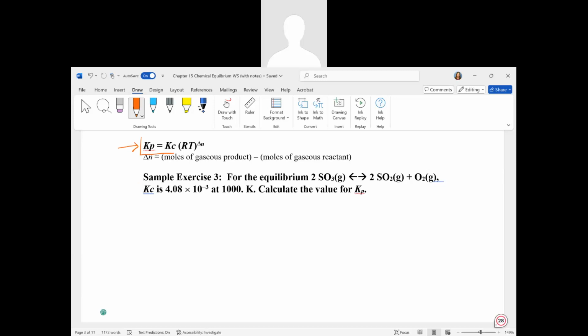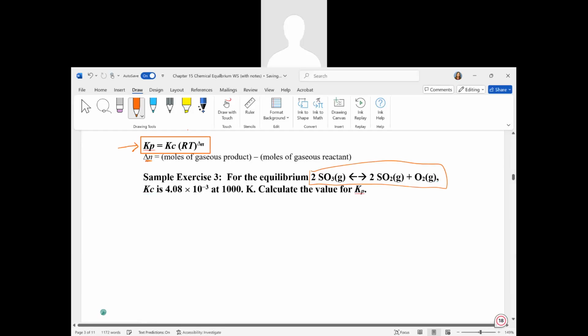This is a good equation to note when you're taking your exam. The change in moles here, this delta N, is given, or can be found rather, from the chemical equation. We have a chemical equation right here, and we just subtract the moles of reactant from the moles of product. That's where we get that delta N, or change in the number of moles of gas.